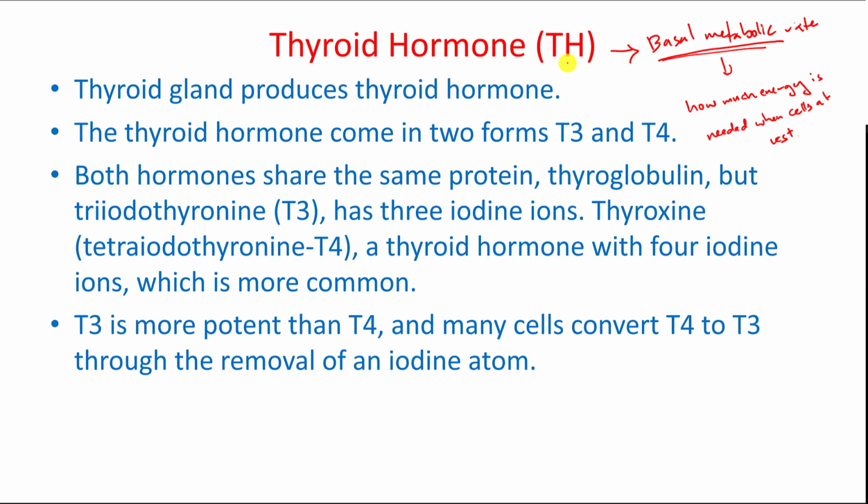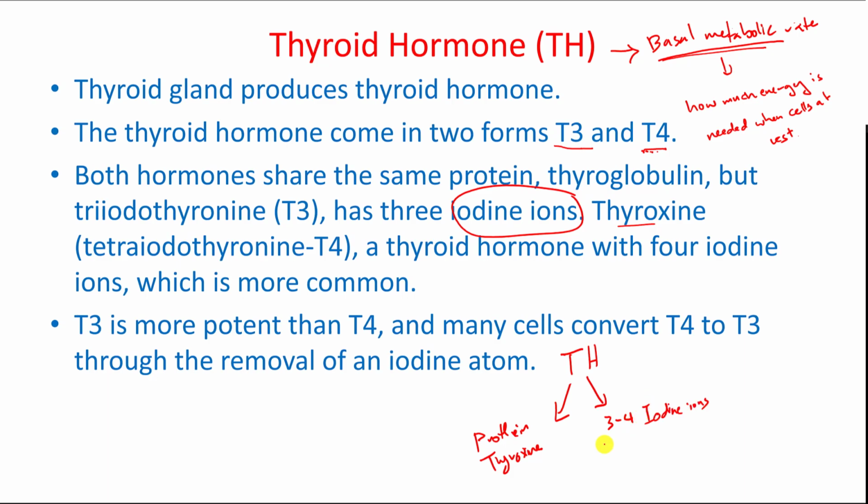The thyroid hormone comes in 2 forms, T3 and T4. The 3 and 4 refer to the number of iodine ions within the structure. So the thyroid hormone technically is 2 things: a protein, which is the thyroxine, and 3 or 4 iodine ions. Usually T3 is the important, active one. But the thyroid gland sometimes produces T4, which is inactive. This is a way of preserving it, so it doesn't get consumed immediately. When cells take the T4, they have to convert it to T3 by removing 1 iodine ion.